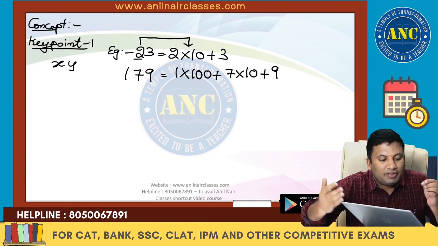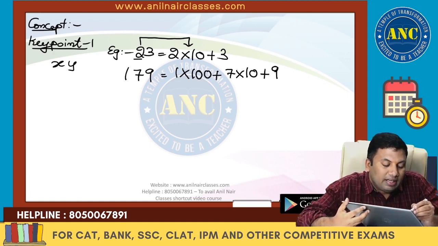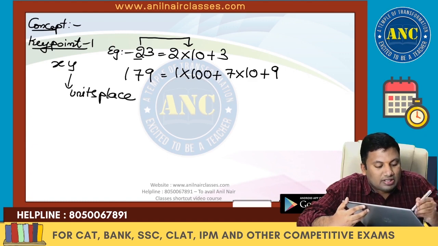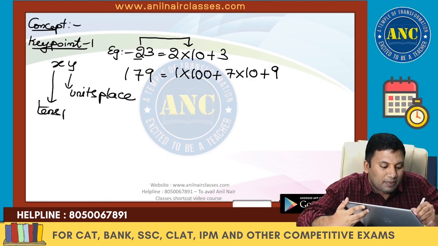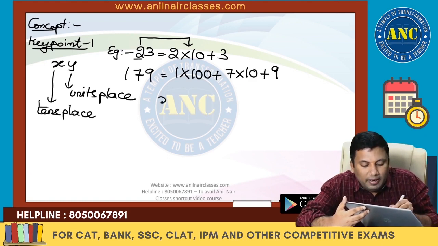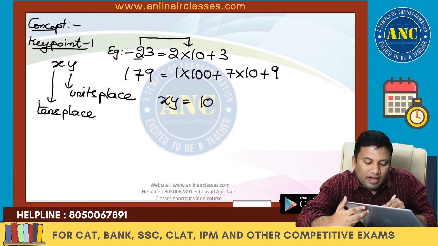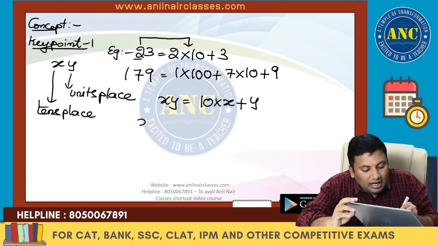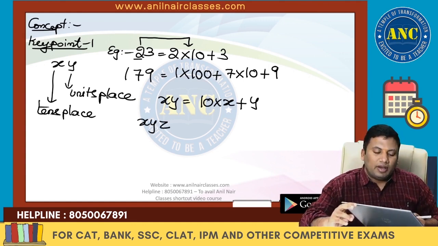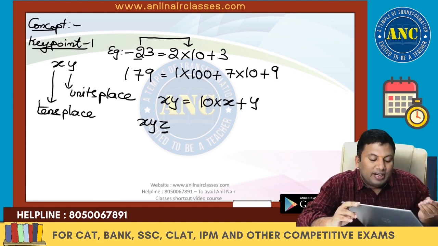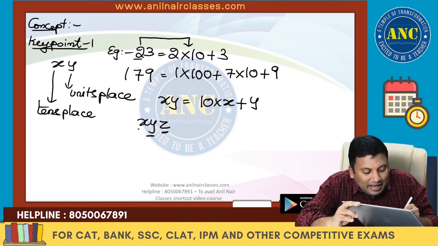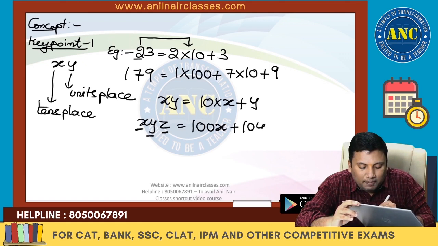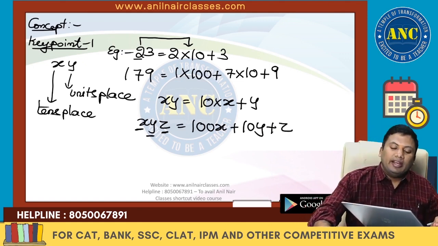With this understanding, let us take a 2-digit number xy. y is there in units place and x is there in tens place. Because x is there in tens place, the value of the number became 10 into x plus y. I hope it is clear. Similarly, if it is a 3-digit number xyz, z is there in units place, y is there in tens place, x is there in hundreds place. So the value will become 100x plus 10y plus z. I hope the idea is clear.